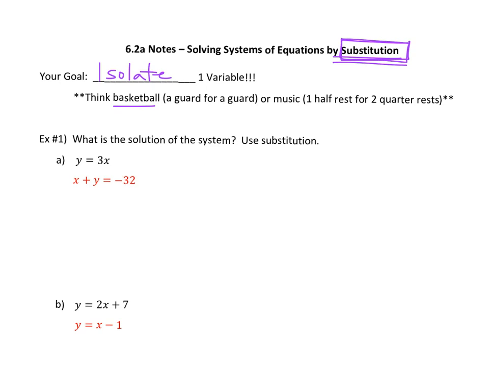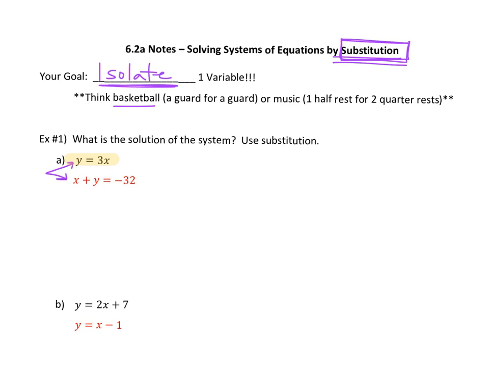This first one, it says, what is the solution of the system? Use substitution. Now, what I said is your goal is to isolate a variable. Well, if you look at your 2 equations here, equation 1, equation 2, you have to ask yourself the question, are any of my variables isolated? And if you look at this first equation, my y is by itself. So my y has been isolated.